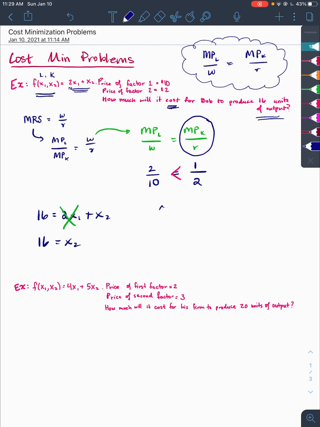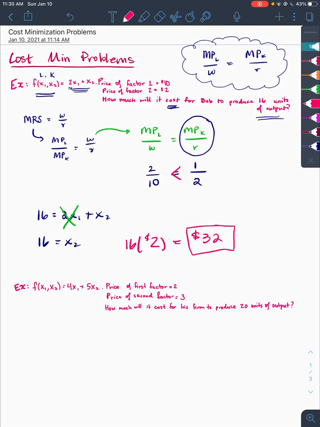If we use a graph, with labor on this axis and capital on this one, we'll see that Bob only produces capital, only focuses on capital. And knowing that, how do I go back to my cost function? All we have to do is multiply this by how much capital costs. So this would be 16 times, how much does it cost? $2. So that's $32.